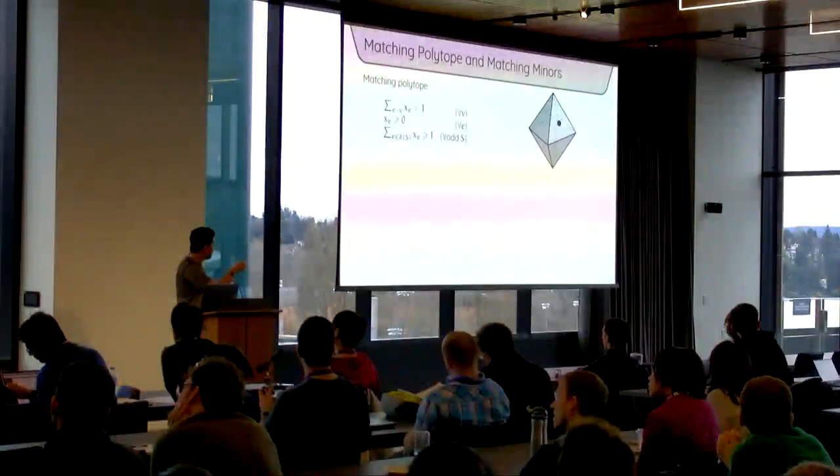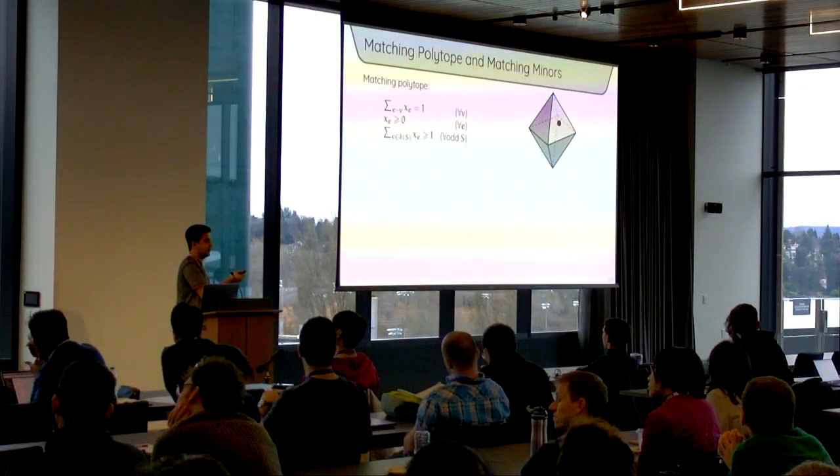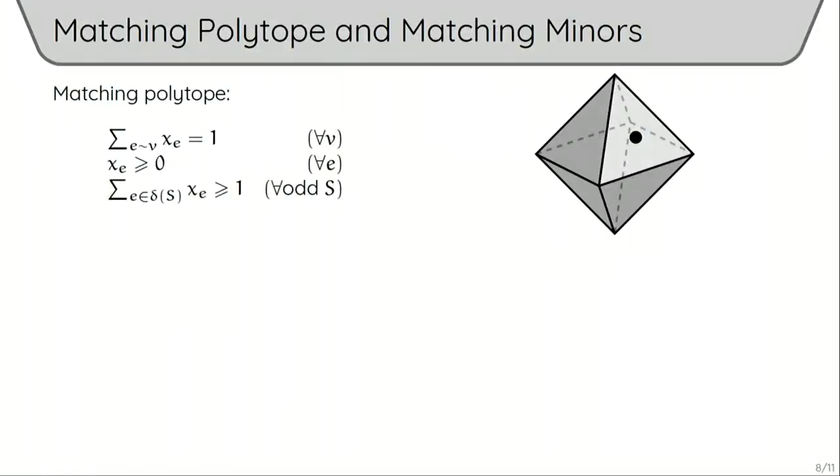It's just saying that the fraction of times you've taken an edge should be a non-negative number if you're looking at a point inside the convex hull. The third one, which is the non-obvious one, is that if you have an odd set of vertices, there must be at least one edge going out of that odd set of vertices. This is obviously true for every perfect matching and also for every convex combination of them. And the surprising fact is that these are the only inequalities you need. These are the inequalities completely describing the polytope.